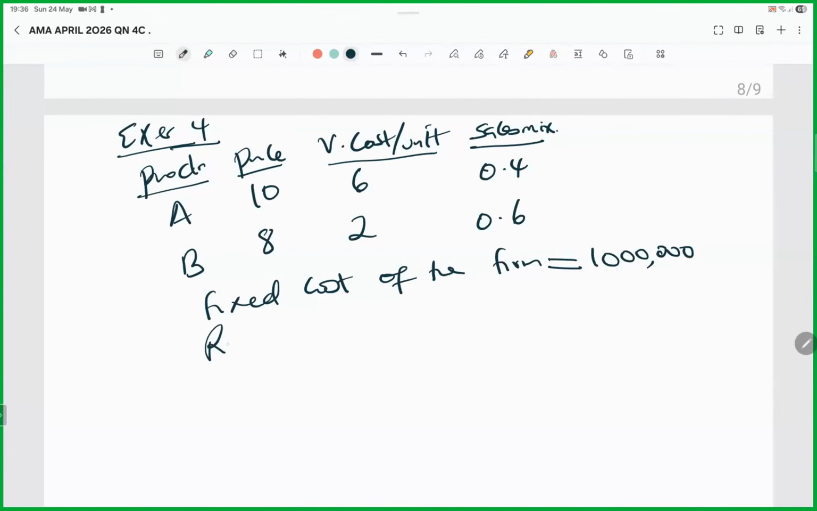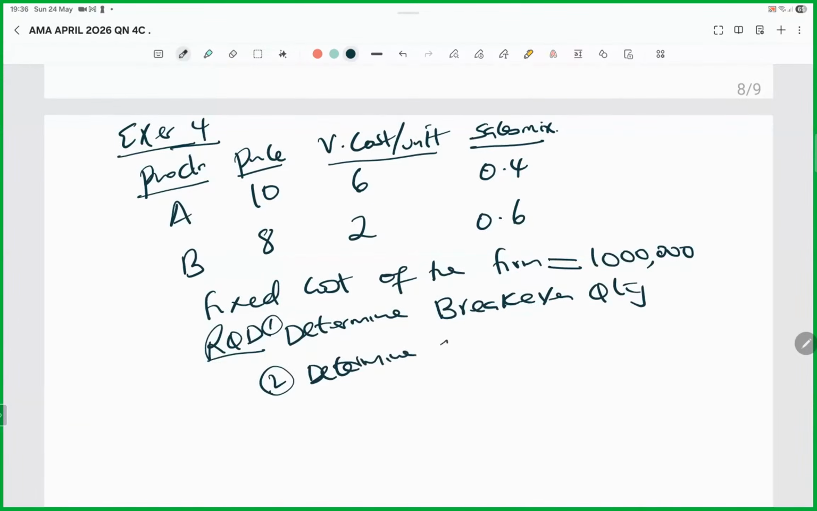So we are required, ladies and gentlemen, to determine the break-even quantity. That's number 1. And then number 2, determine the break-even sales revenue. We finish this, go home. I want to know whether you guys have been able to write this question up to here. Nobody should be left behind.